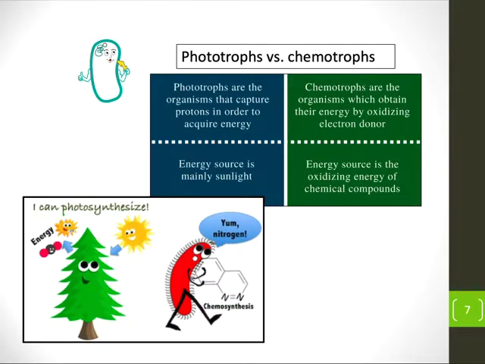In terms of how the energy is produced, the phototrophs would capture photons in order to acquire the energy. And the capturing of the photons is caused by the excitement of electrons caused by the sun's rays. The chemotrophs, however, would obtain energy by oxidizing an electron donor. So they're going to accept the electron and a hydrogen atom from another molecule, and in the process they're able to create their energy.